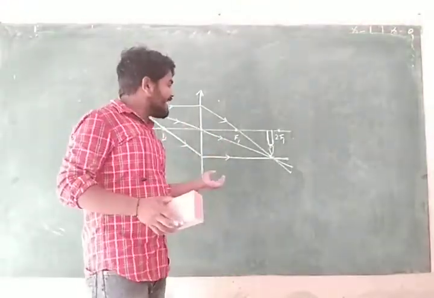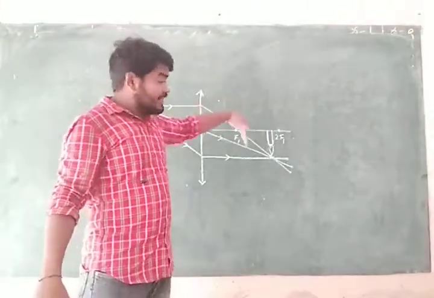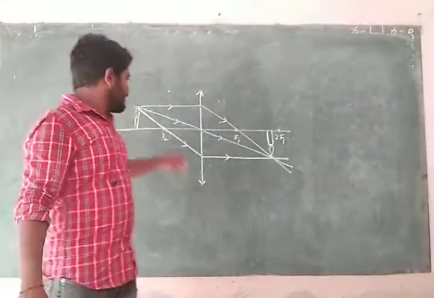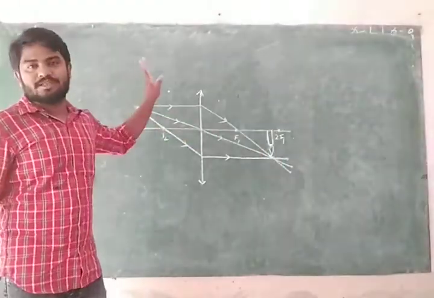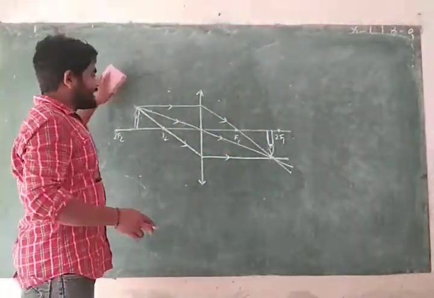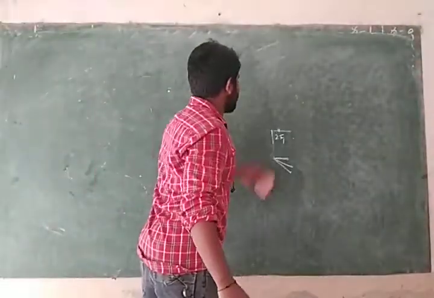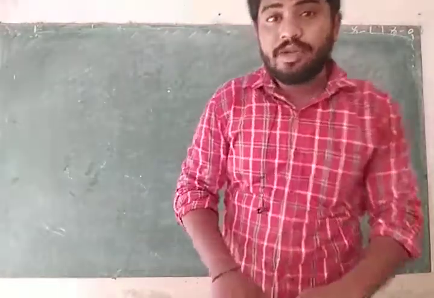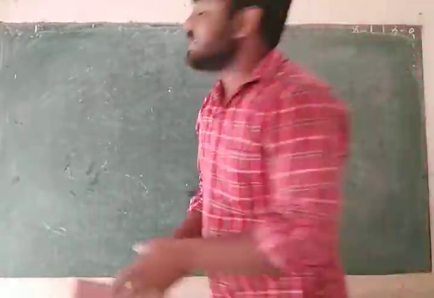Clear? At the same time, the image is enlarged. Inverted image and enlarged image. Enlarged in the sense the size of the image will be greater than that of the object. This is the third case. Now let us see the fourth case. In the fourth case, we will place the object on the focal point. So when you keep the object on the focal point, let us see what will happen.